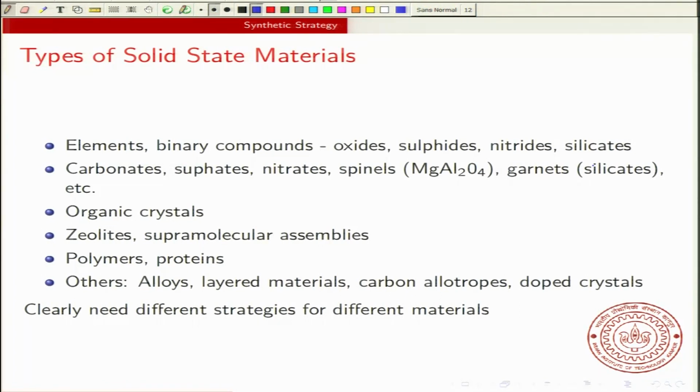Okay. So, you could have such compounds which are not very complicated. You could have organic molecules forming a crystal. You could have zeolites, which are again some sort of silicates, or you could have supramolecular assemblies which form crystals. You could have crystals of polymers, crystals of proteins, and some other things. You could have alloys. You could have layered materials where you have one crystal deposited on top of another. You could have allotropes of carbon. You could have crystals that are intentionally doped. Okay. So, it is clear that each of these would require a completely different method of synthesis. For example, typically oxides are synthesized using solid state synthesis.